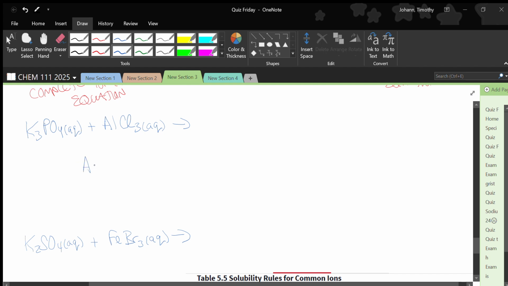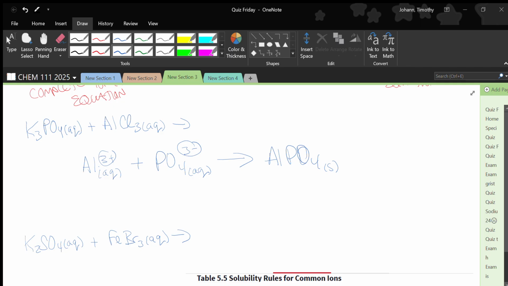Your final answer here should have been aluminum 3 plus, that's aqueous, plus phosphate, which is 3 minus. You should remember that's one of the ones you need to memorize. Okay. Phosphate goes to make aluminum phosphate, solid. That should be your net ionic equation. Okay. I recommend you do the steps we talked about above. I did it quick like that so I could give you the answer. And in case you did the next one, I will give you the answer for that one as well. I'll write it after class.